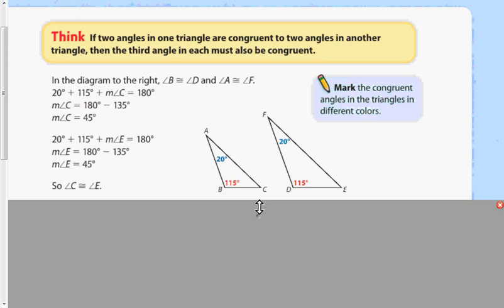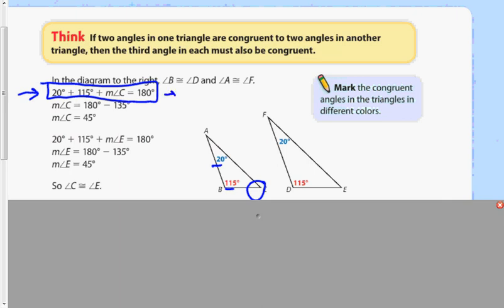So we have a triangle ABC where we have a 20 degree and a 115 degree angle. And triangle DEF has a 20 degree angle and a 115 degree angle. So if we know that all the angles in a triangle add up to 180 degrees, which we said right away, then right here, the 20 degrees plus the 115 plus angle C should add up to 180 degrees. So just what's stated here. Okay, if you add up the 20 and the 115, you get 135.